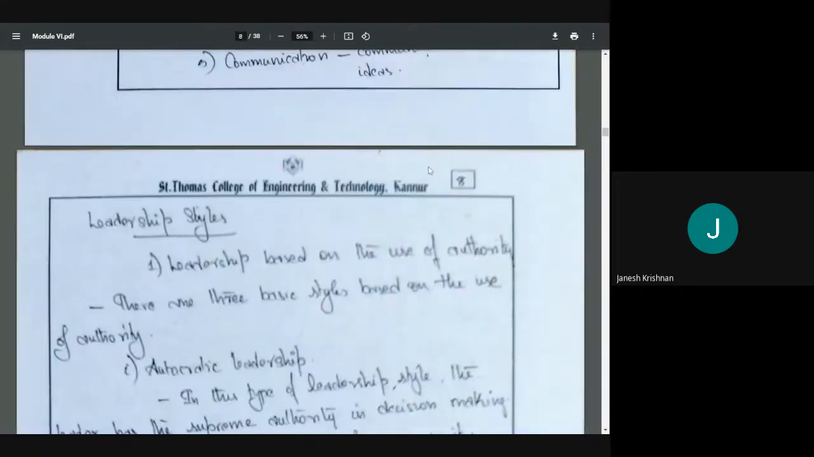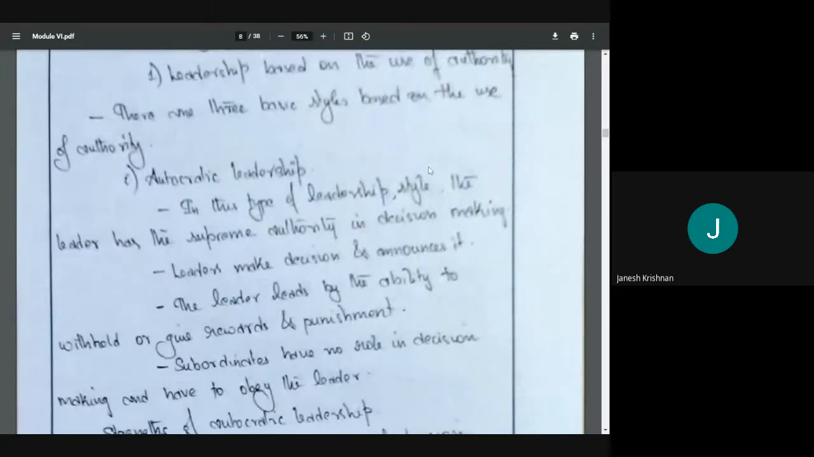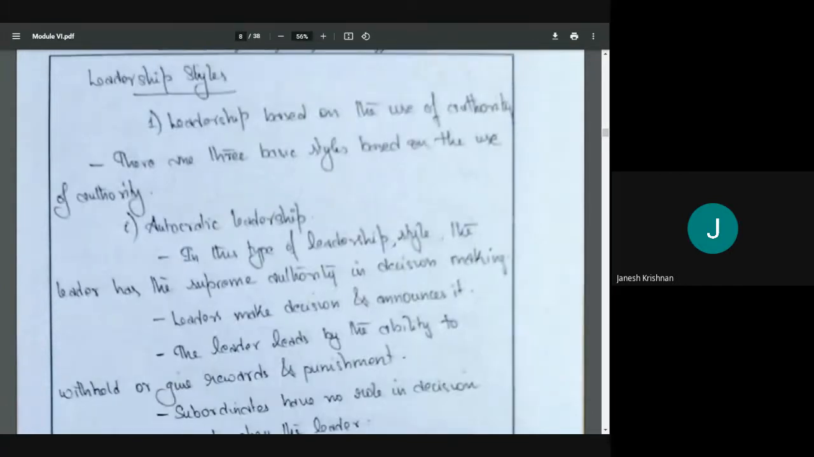Now the next topic is leadership styles. This is a little bit of a vast topic. Leadership styles, we are having three types. Three leadership styles are there that we have to study. There may be many, but we have only three. The first one is based on authority.